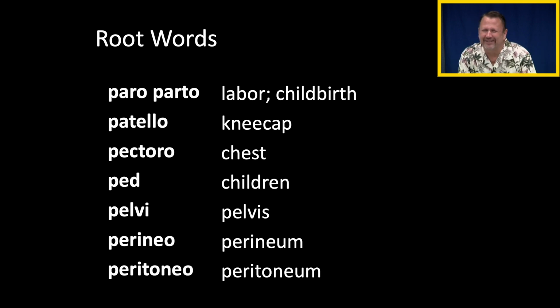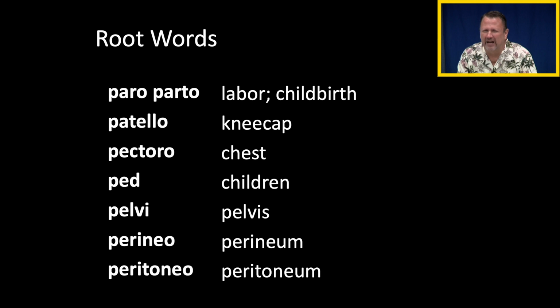Parto, as in parturition, is childbirth. Patella is your kneecap. Your kneecap is a sesamoid bone that is between your quadriceps and the insertion into your leg bone. Pectoro refers to chest. Ped, as in pediatrics, refers to children. Pelva refers to the pelvis. The pelvis is the place below the abdomen.